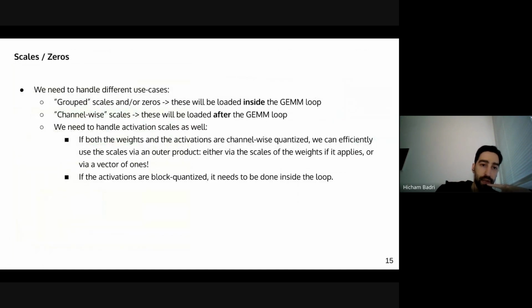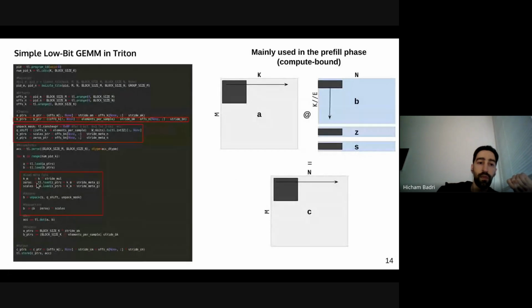If you're doing blockwise activation scaling, which is what's used in DeepSeek, for example, you need to do the loading of the scales inside the loop. But usually the scales and zeros are really not a big deal, as long as your group size is 64 or 128. If you go below 32, it really starts to slow down inference. But at 128, it's actually quite good.